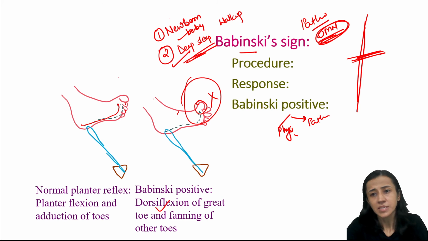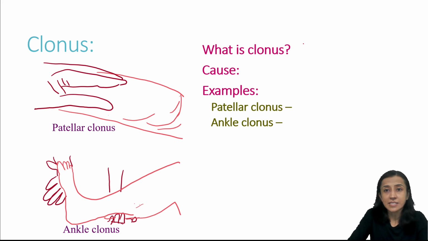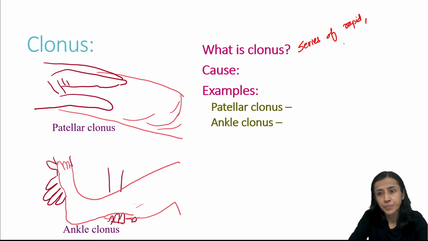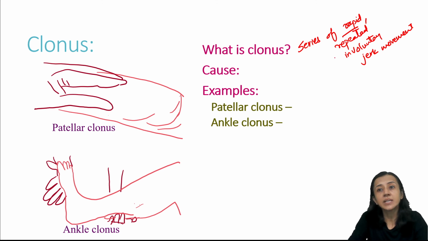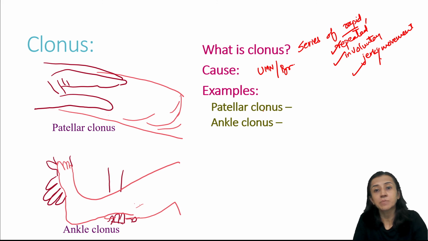Now another pathological reflex, that is clonus. What is clonus? A series of rapid, repeated, involuntary and jerky movements present when we are trying to initiate a deep reflex. What is the cause? Most of the time it is because of upper motor neuron or pyramidal tract lesion. Examples are, one is patellar clonus.